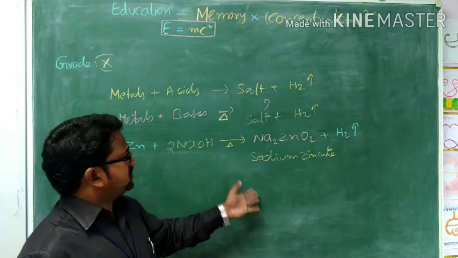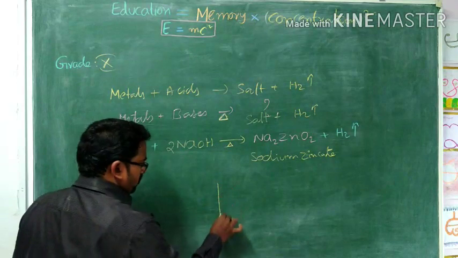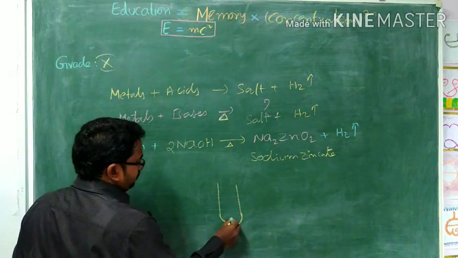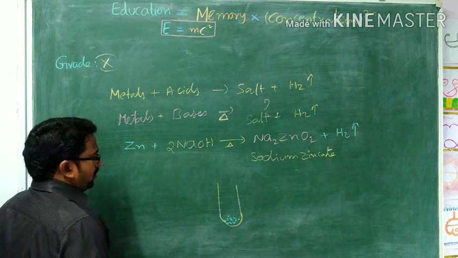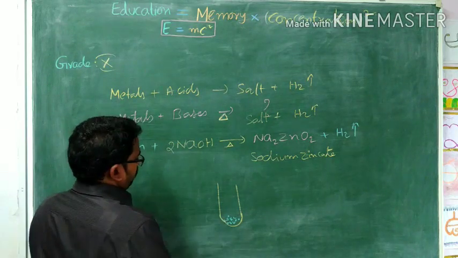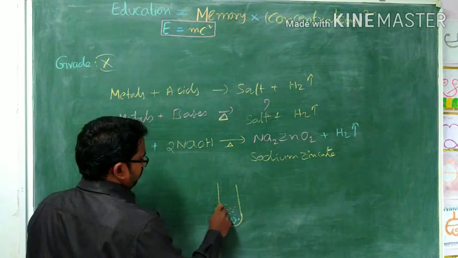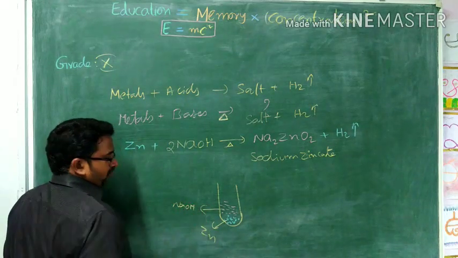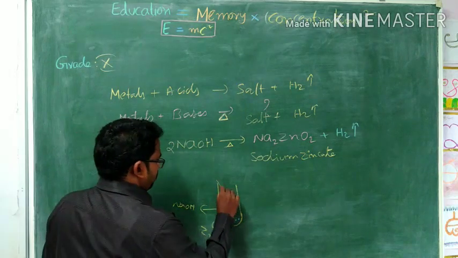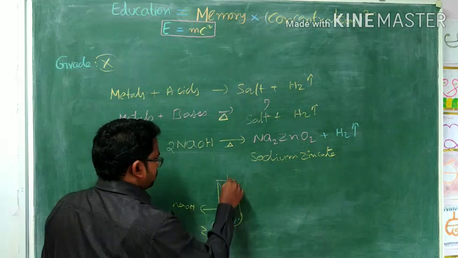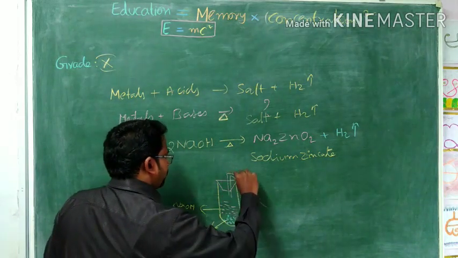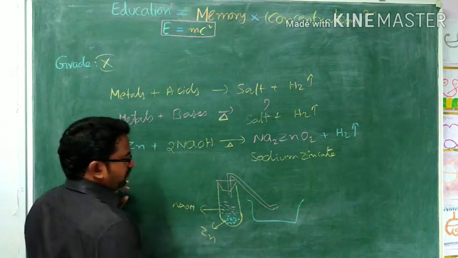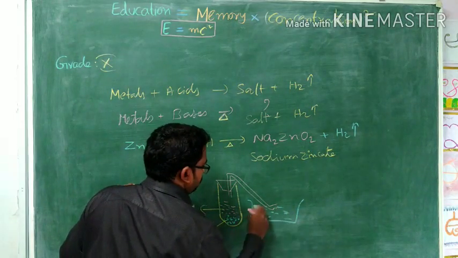If you want to explain all this, we take the same setup as the previous one. What do you call this? A boiling tube. In this boiling tube, take some zinc granules and add NaOH base. So similarly, close with a one-holed rubber stopper. In this one, a delivery tube. And of course, this delivery tube is kept in a trough which consists of soap solution.